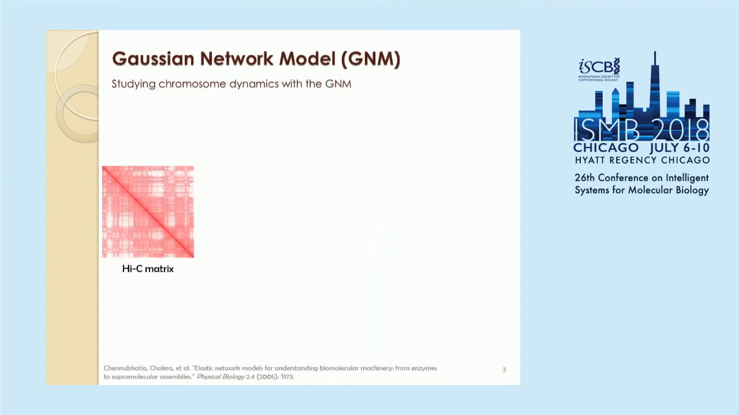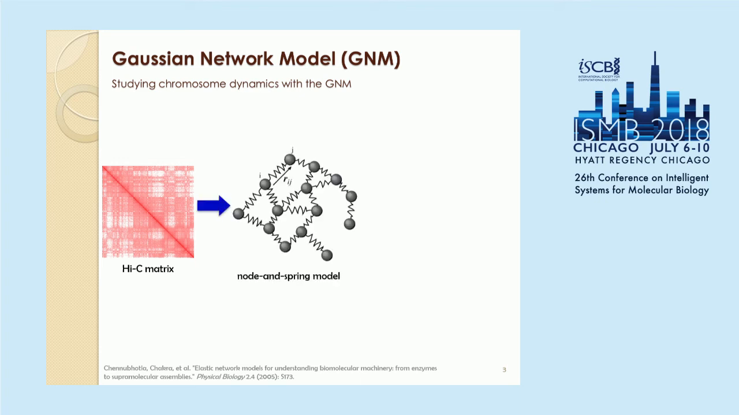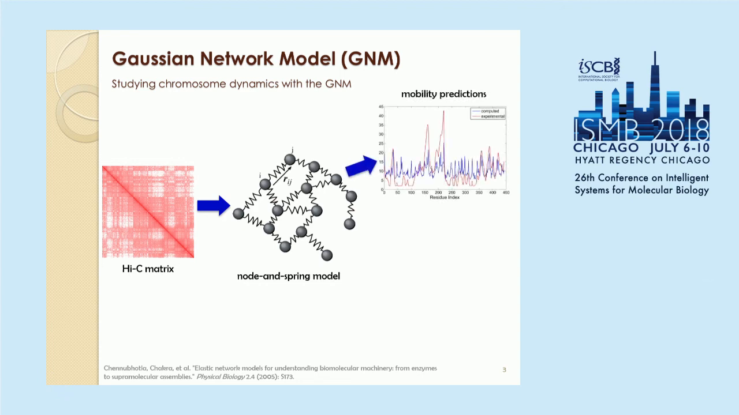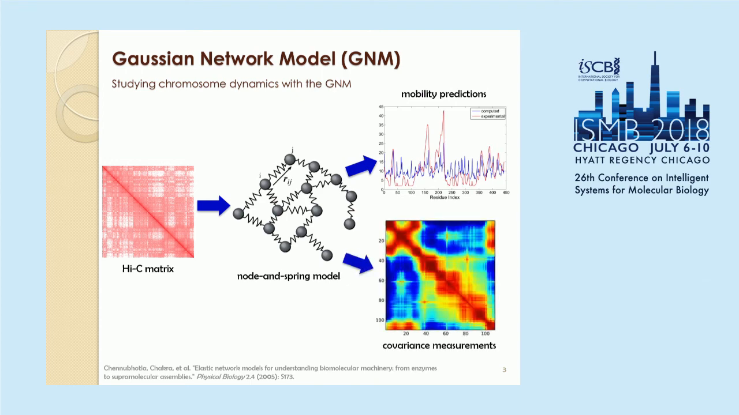With the contact data from Hi-C experiments, we can also apply a similar model to analyze the chromatin dynamics as well. So the Hi-C matrix itself is already a network representation of the chromatin topology, where the loci are the nodes and the interaction frequencies are the edges. Without the 3D information, it's impossible to know the exact motion in 3D space, but we can still use this model to compute a lot of dynamic properties, including the mobility profiles and also the covariance measurements.